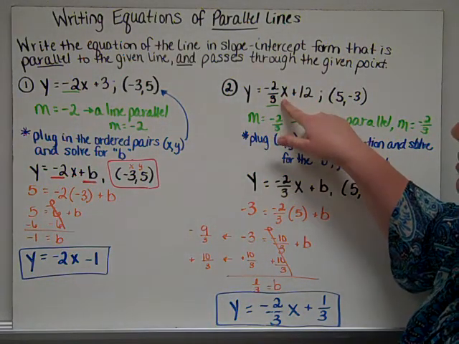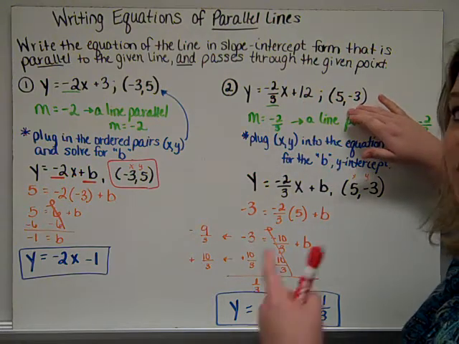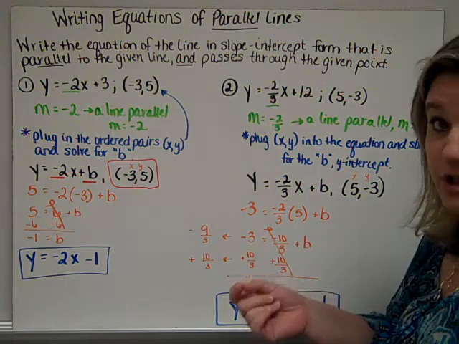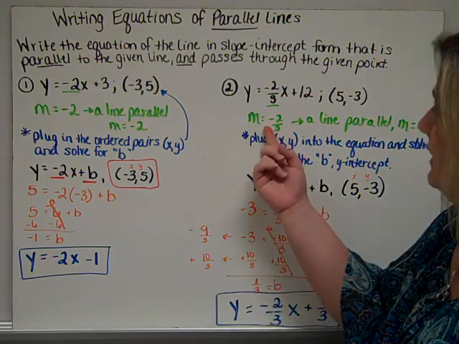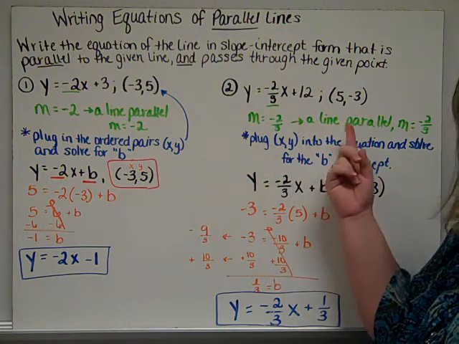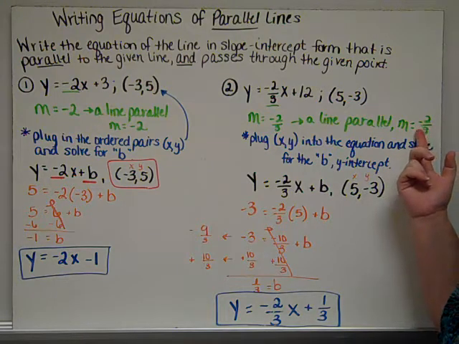Y equals negative 2/3 of x plus 12. Then the parallel line that we're trying to find is going to go through 5, negative 3. So remember, first thing, the slope. Here my slope is negative 2/3, and a line that's parallel to this line is going to also have the same slope. So the slope is also negative 2/3.